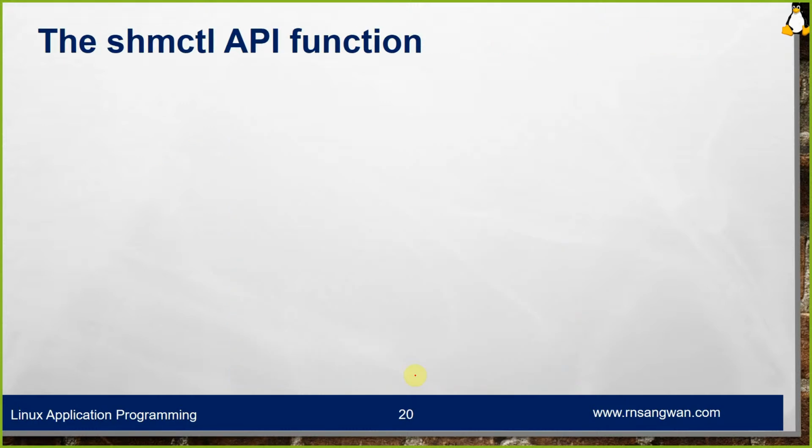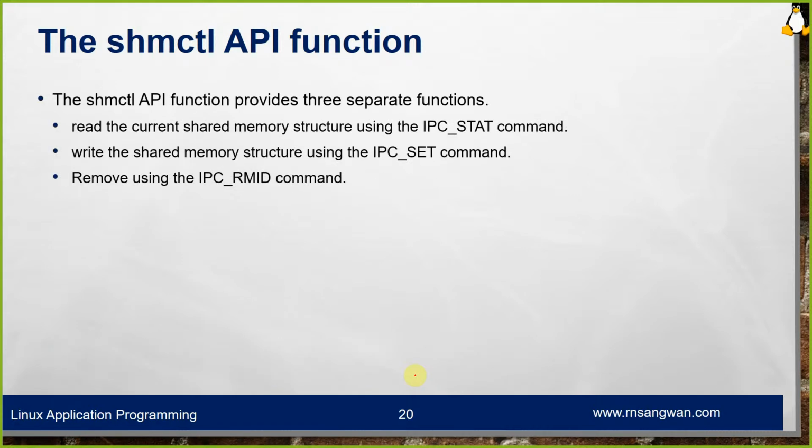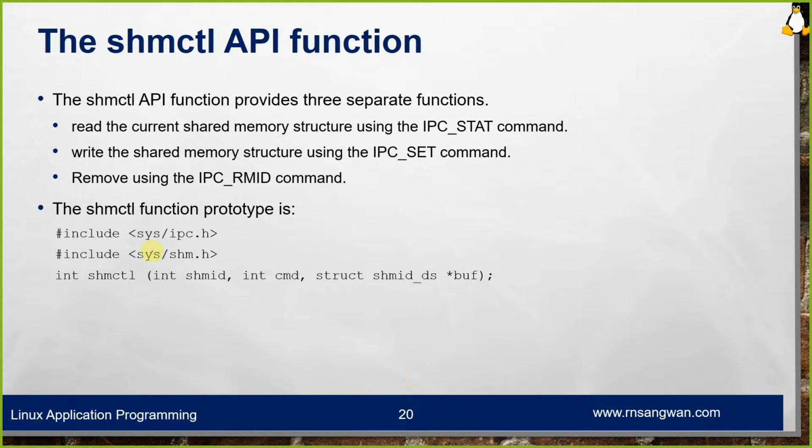Then comes the shmctl function, shared memory control. The shmctl API function provides three separate functions. Read the current shared memory structure using the IPC_STAT command, write the shared memory structure using the IPC_SET command, and remove using IPC_RMID. So the prototype of the function is: an integer return value, the ID of that shared memory, the command, and the structure shmid_ds buffer.